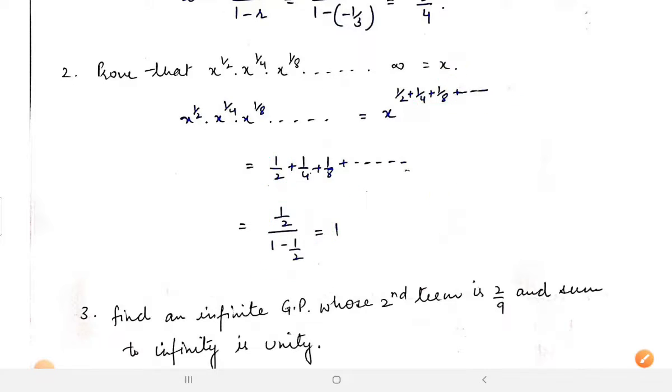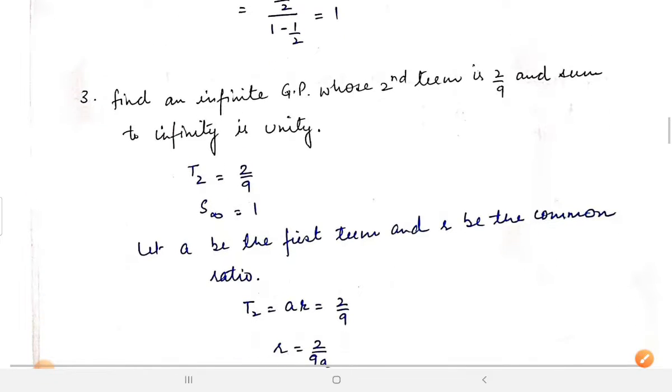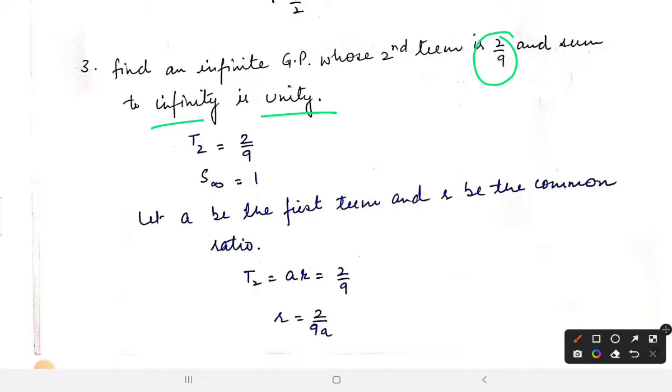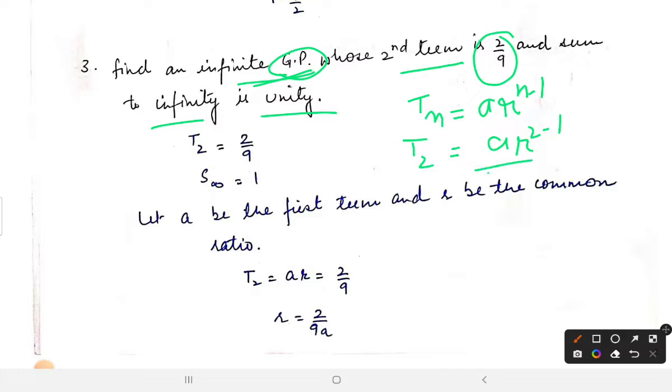Next question is, find an infinite GP whose second term is 2 by 9 and sum to infinity is unity. So we have an infinite geometric progression whose second term is 2 by 9. What is the general term of a GP? The general term of a GP is given by Tn equal to a r to the power n minus 1. So what will be the second term? T2, put n equal to 2. We have a r to the power 2 minus 1, so we have a into r.